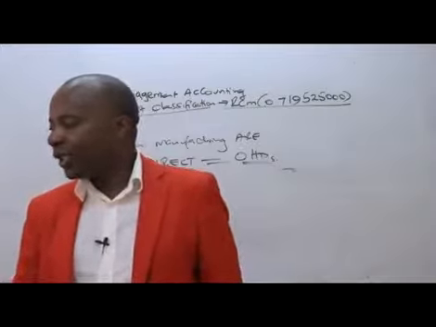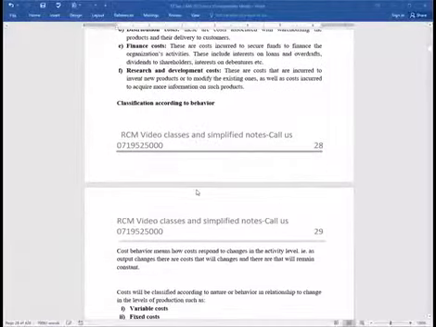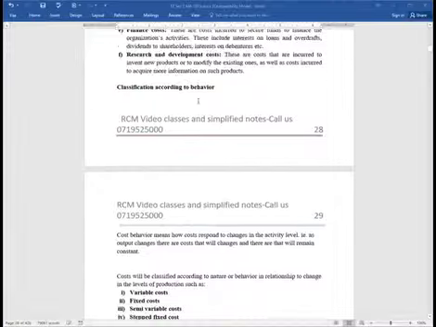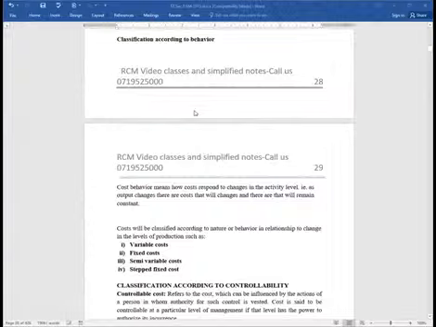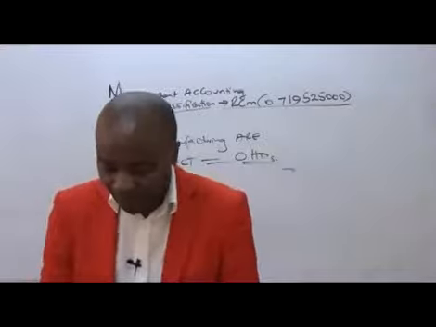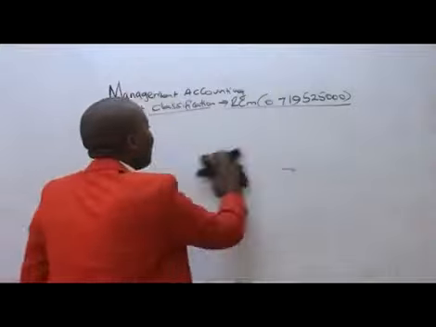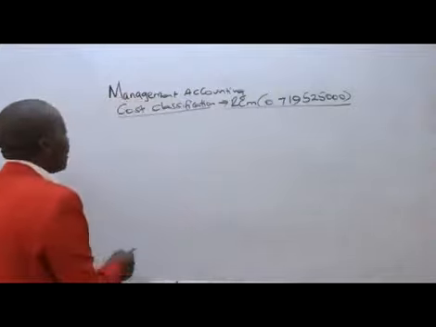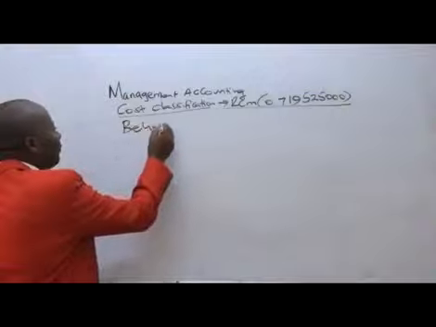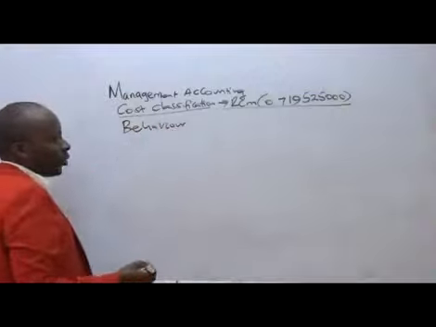Now we go to this other classification that we call behavioral classification, according to cost behavior. How do these behave? Ladies and gentlemen, costs will be classified according to nature or behavior in relationship to change in levels of production, such as variable cost, fixed cost, semi-variable, and then the stepped fixed cost. The most important thing you're supposed to appreciate here in terms of behavioral classification is how they behave.